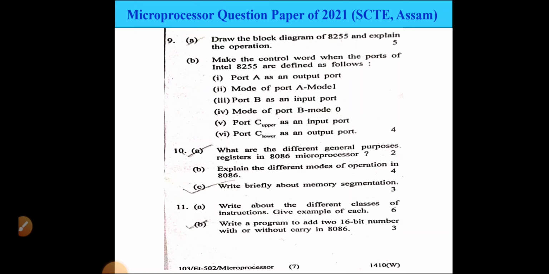What are the different general purpose registers in the 8086 microprocessor? Question number 10A and B: explain the different modes of operation in 8086. 10C: write briefly about memory segmentation. 11A: write about the different classes of instructions, give an example of each. 11B: write a program to add two 16-bit numbers with or without carry in 8086.